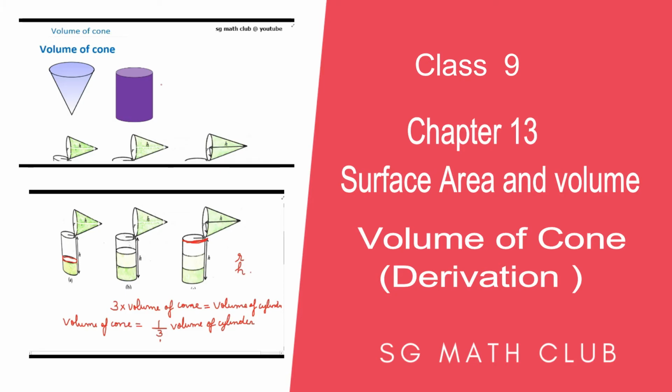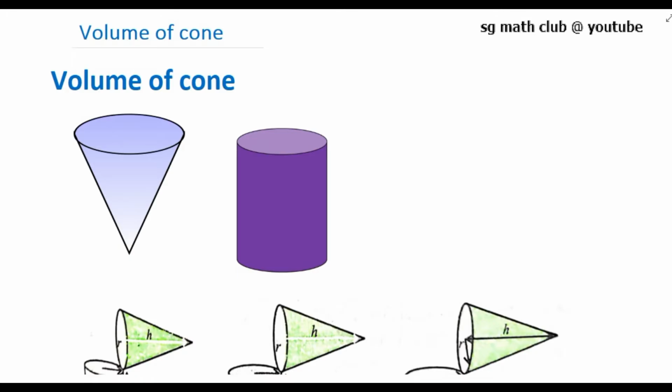We have already studied how to find the volume of a cylinder, and the volume of a cylinder is given by the formula base area into height. The base area of the cylinder is circular, so it is pi r square into h. Now in today's video, let's see how to find out the volume of a cone.